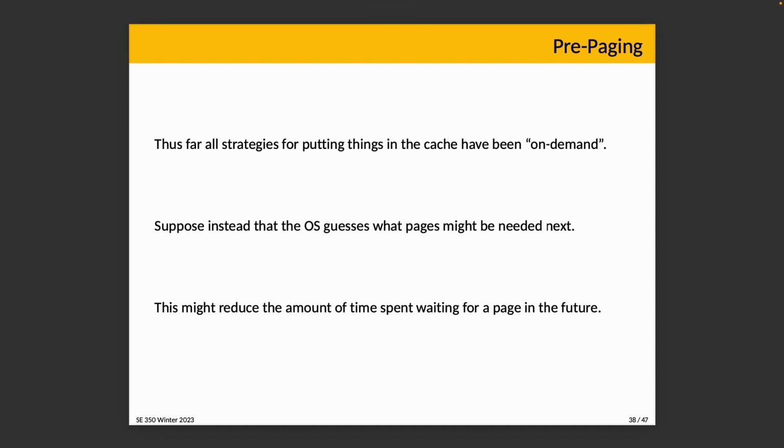I'll also note that what we've talked about so far has always been sort of on demand. It's been reactive. Only when a page is needed and it's not found in the cache do we make the effort to actually load it into the cache. In principle, we could guess about what pages we think might be needed next. It might reduce the amount of time spent waiting for a page in the future. That's hard though, right? In some cases we can see we're iterating over an array. We could recognize this is a pattern, and based on that pattern we could predict, okay, we're probably going to need the next page that contains data from this array. But it's only a guess, and our guesses in this case could be wrong.